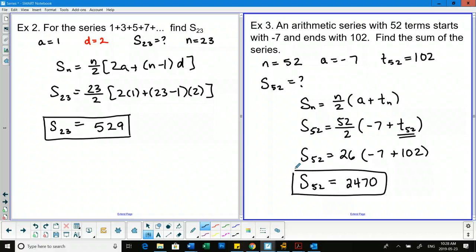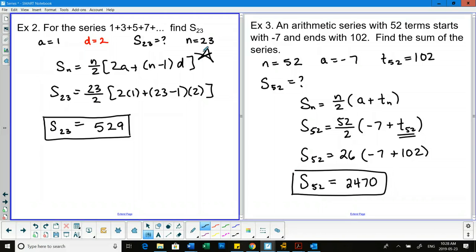Okay, any questions on these two examples here? Yeah, you'd have to know the last term of the sum that you want. Like if I want to know S50, I need to know term 50 as well, the value of term 50. Otherwise we're deferring to probably just using this first formula here. Okay? And again, if you choose the wrong formula, you'll find you don't have enough information to plug in.